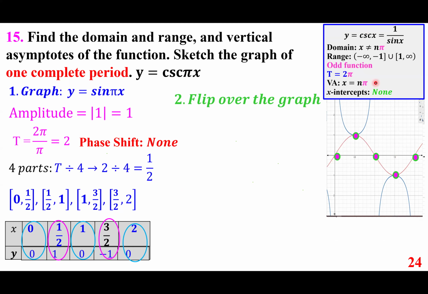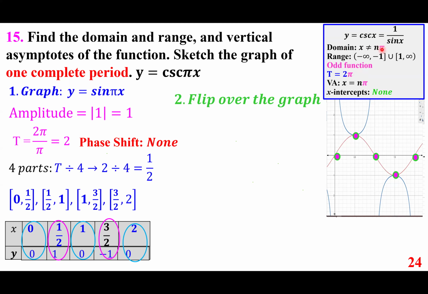Now, here's the information I want you to notice. Because it's 1 over sine x, if you set sine x equal to 0, x becomes n pi, and that becomes your vertical asymptote, and x can't be n pi becomes your domain. Range: the sine covers from -1 to 1, so its reciprocal can't have those. That's why the range is -infinity to -1 union 1 to infinity in general. And it's an odd function just like sine, because sine is odd, so is cosecant. Now the period is 2 pi.